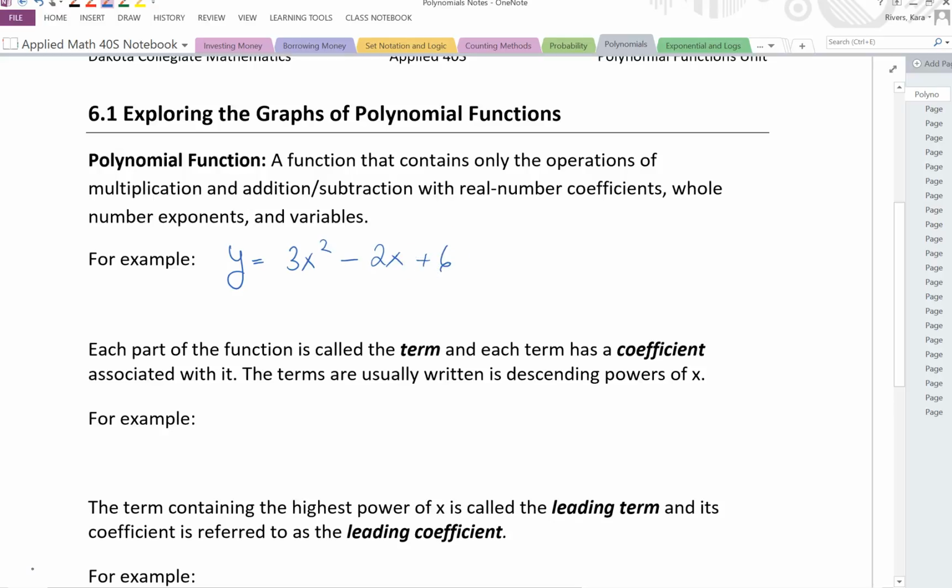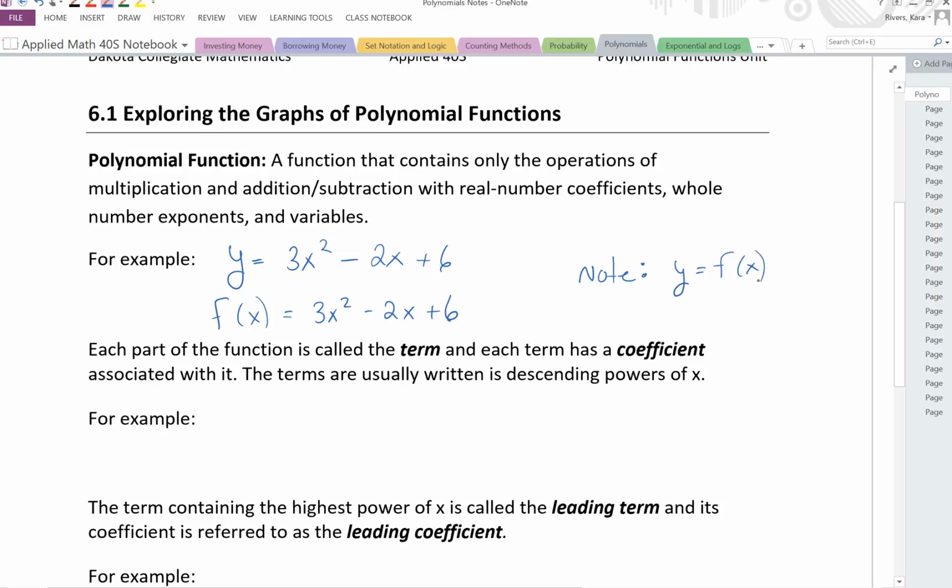We can also write this as f of x, which means that it's a function of x, is equal to 3x squared minus 2x plus 6. So these are the exact same thing. If you want to write yourself a little note here, when we say y equals, we can also say f of x equals. Those are the same thing.